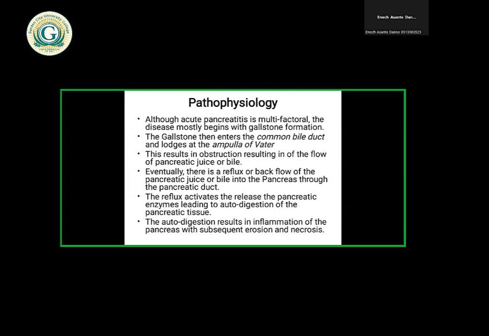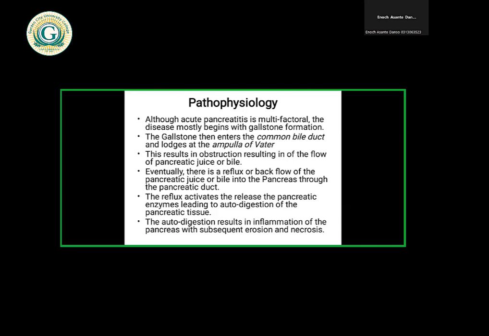What is the pathophysiology? In fact, the main cause is unknown, but this is what we think might be causing it. One, all acute pancreatitis is multifactorial. The disease mostly begins with gallstone formation. That is when there's a stone in the bile. That is the bile that the stone blocks. So the gallstone then enters the common bile duct that ends in the ampulla of Vater.